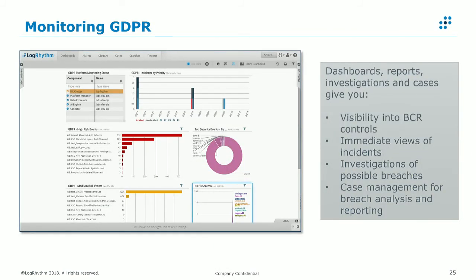So once you've got the module in place and you've got the alarms in place, we have some built dashboards that are specifically designed to focus on GDPR, give you visibility into your controls, immediate views of incidents or potential incidents, lets you launch investigations into breaches, lets you open our case management for breach analysis and reporting. But it's a dedicated dashboard that you could potentially have up on your screen or monitor for GDPR compliance.